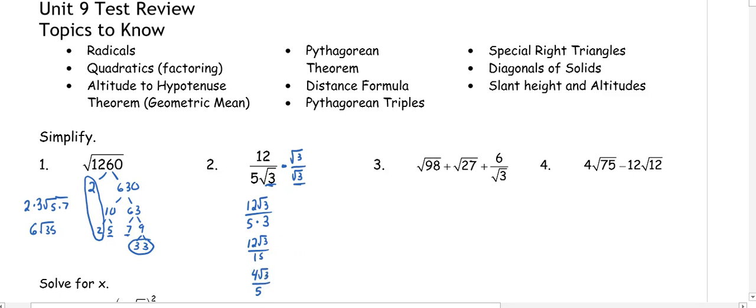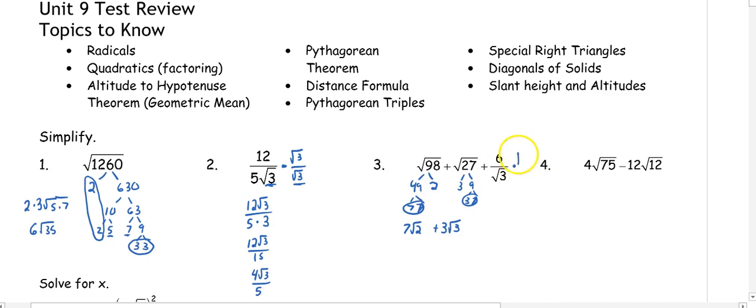In number 3, in order to add them, we need to have the same root. So 98 can break down to 49 and 2. 49 can break down to 7 and 7. So this simplifies to 7 root 2. 27 breaks down to 3 and 9. 9 breaks to 3 and 3. So this would simplify to 3 root 3.